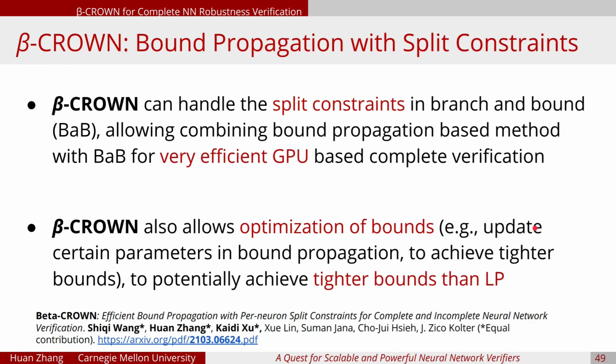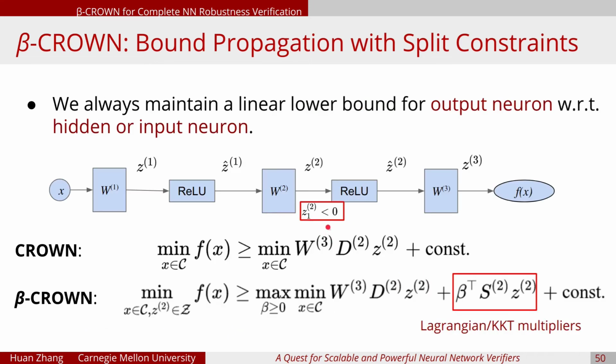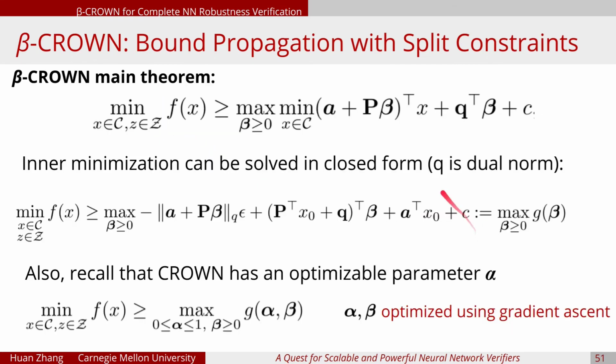And the second approach we use here is called beta-CROWN, which extends the bound propagation approach to handle the split constraints. And we can also formulate the split constraint as an optimization problem where we optimize another set of parameters called beta to tighten the bounds. At a high level, if we encounter a split constraint during the bound propagation process, we can add the split constraint as a Lagrangian or KKT multiplier, and we can optimize this additional variable beta. So eventually, the bounds we get are like this.